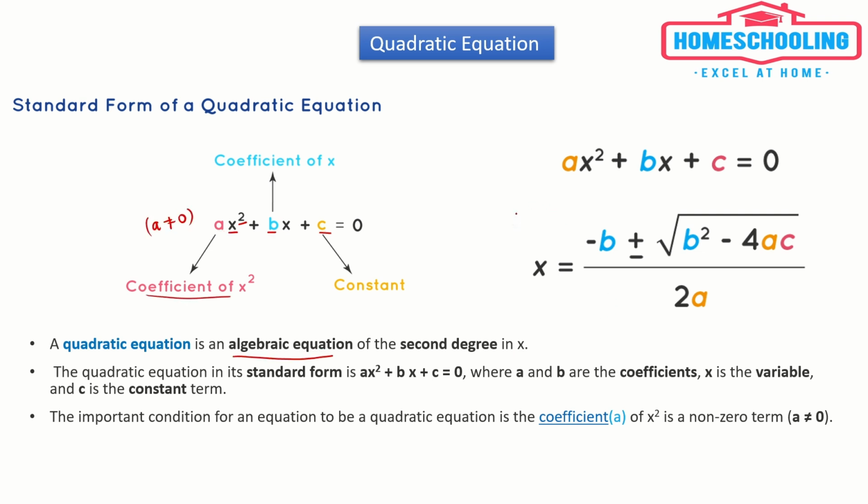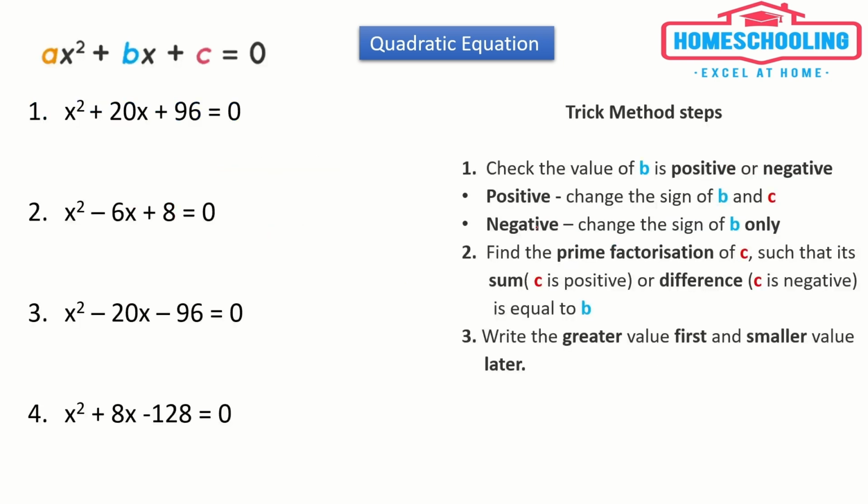And this is our formula to find the roots of a quadratic equation, or the value of x. So x is equal to negative b plus minus the square root of b squared minus 4ac, divided by 2a. This is a very time consuming method. In exams, you have scarcity of time. So I'll teach you another method, a shortcut trick to solve this quadratic equation in a few seconds. You just need to remember these 3 steps and you can solve any quadratic equation within a few seconds.